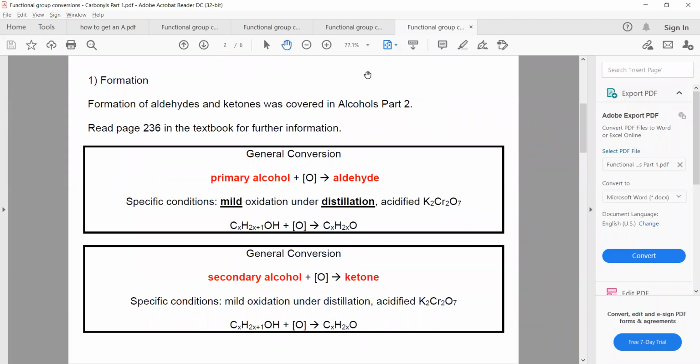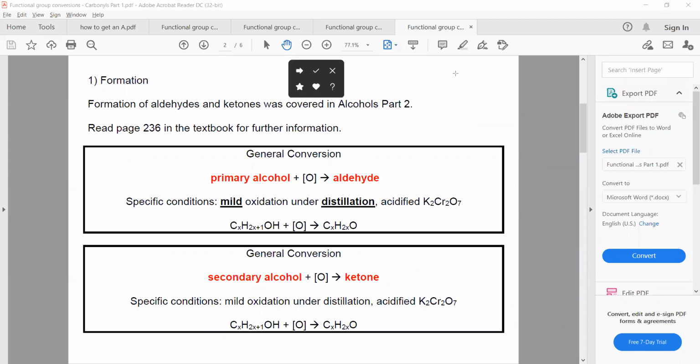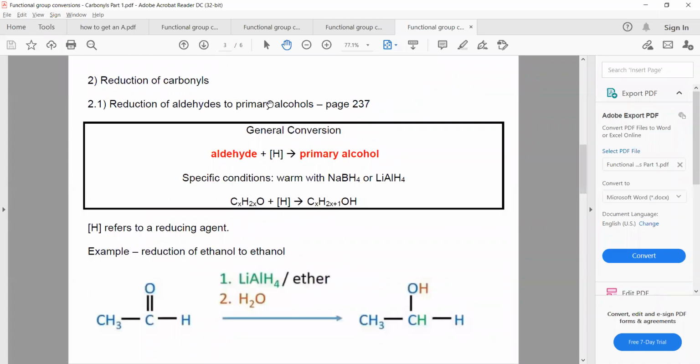Just as a reminder, primary alcohols will form aldehydes and secondary alcohols will form ketones. And we already said that tertiary alcohols can't do anything because they can't be further oxidized. Also, aldehydes and ketones come from primary and secondary alcohols. And then what we can do with them is we can reduce them.